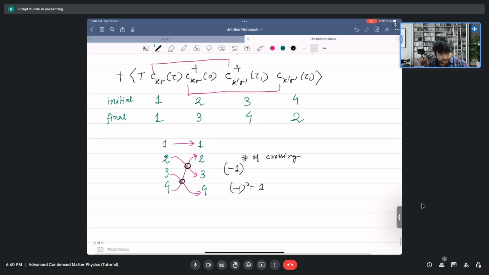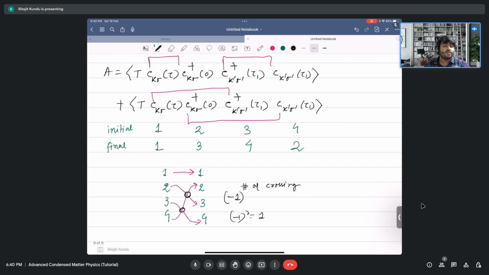This is a very useful trick when you have a large string of operators. It will save you a lot of lines of algebra. You just have to count how many crossings there are between the two configurations, and then raise -1 to the power of that number of crossings. So we see that here, after doing the permutation, it doesn't give you any sign.